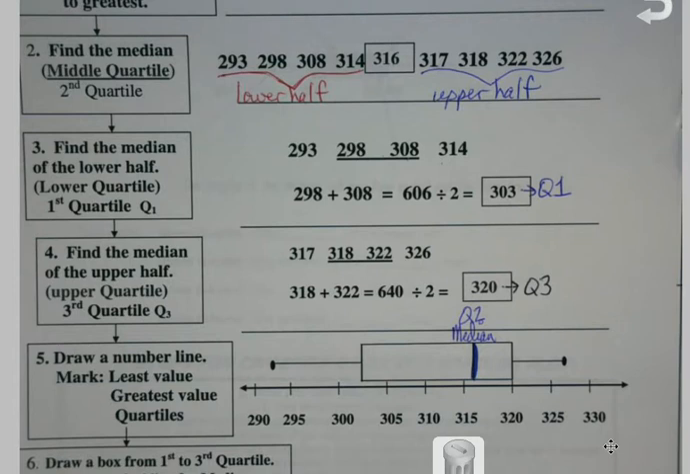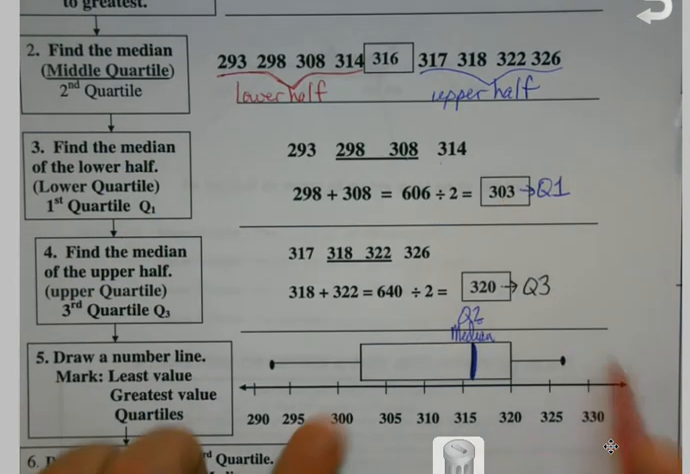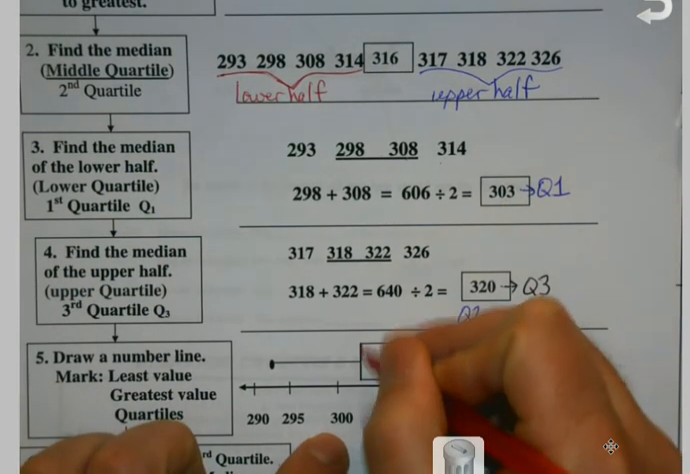So then once I get that set, and again, on yours when we do this, you won't have the box here yet. I'll show you where the box comes in a minute. Then my Q1, I would also draw that in. So take a different color.